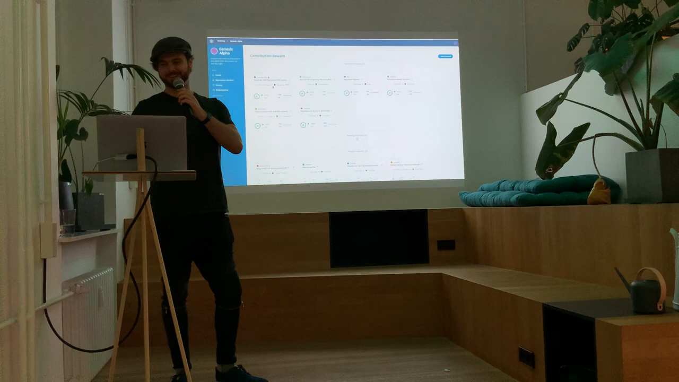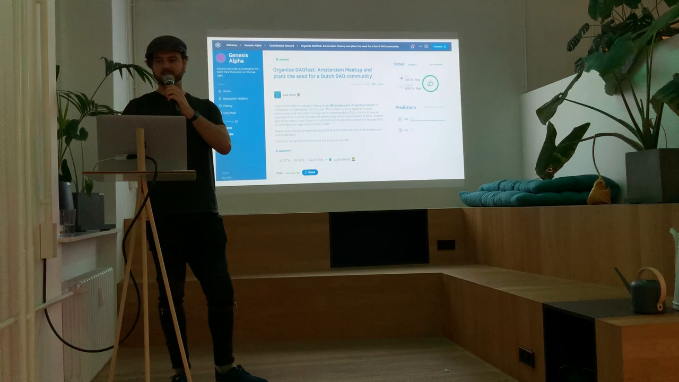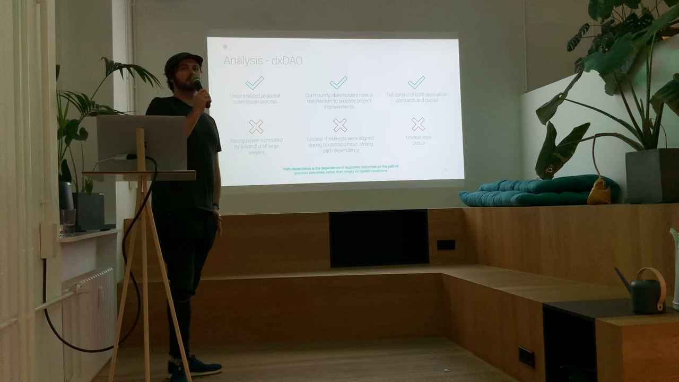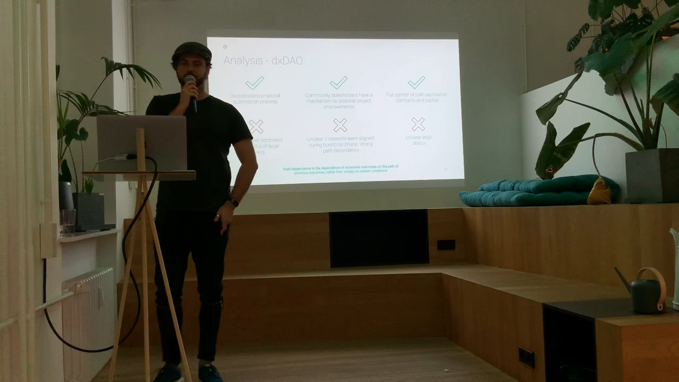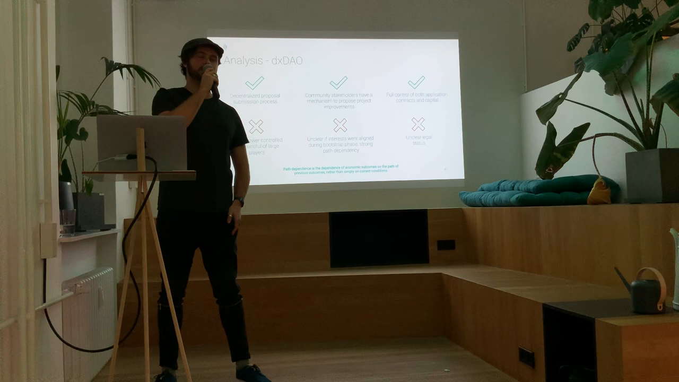This is what a proposal looks like within the system. You can see the predictions. You can see the votes, you can see who voted, and you can see the proposal itself. So let's go to our handy scorecard once more. One, this is a decentralized proposal submission process. There is no moderator. There is no one saying, we will vote on this, we will not vote on that. So we fixed that problem.